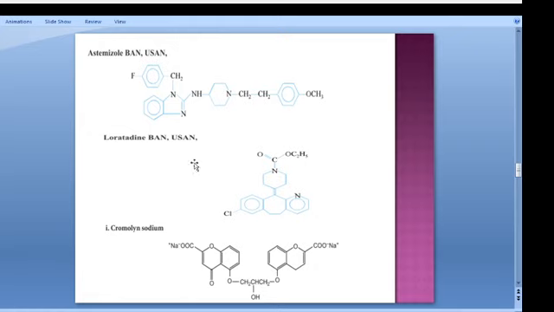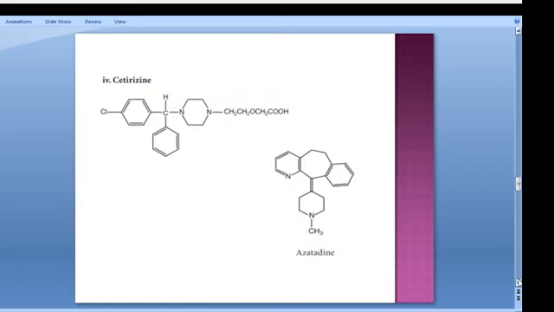Loratadine is a pyridine derivative. Then cromolyn, this is a fused drug. Okay, so mainly cetirizine, we can see the structure of cetirizine. First drug we can see is cetirizine.